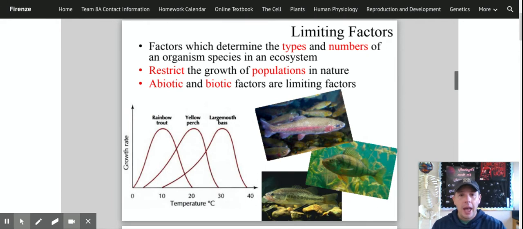Now, as springtime rolls around and the temperatures start to warm up a little bit, the population of rainbow trout decreases, but the population of yellow perch increases. They're thriving in a little bit warmer, more springtime environment. With the largemouth bass, once it starts getting even warmer, their population starts to explode. They like the warmer waters, so maybe they're going to flourish more in the summertime. So temperature is an example of a limiting factor that limits the populations of these three different types of fish.